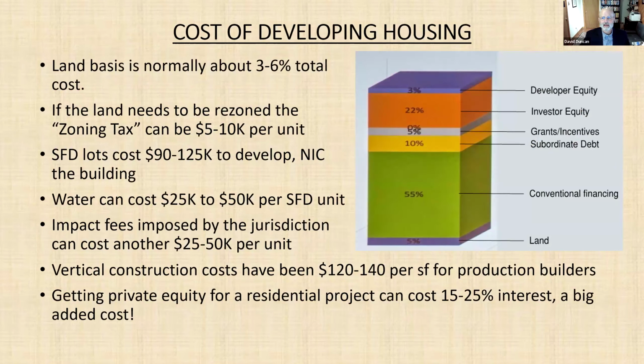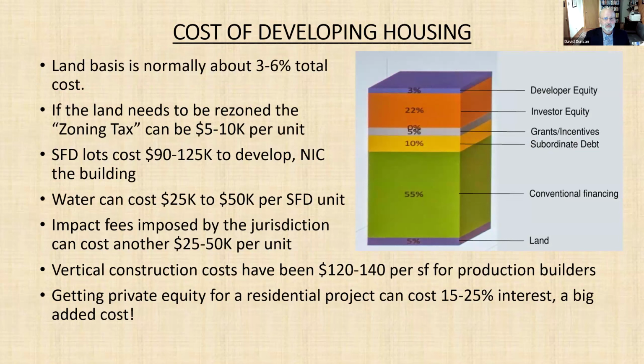So here's the breakdown. What you can see on the right is what's called a capital stack for a project. You can see that probably over 90% of the money that has to go into building a development is borrowed. Basically, it's either a grant, incentive, or it's borrowed through equity or debt. The land basis is normally about 3 to 6% of the total cost. If it needs to go through a rezoning, the so-called zoning tax can be up to $5,000 or $10,000 a unit.